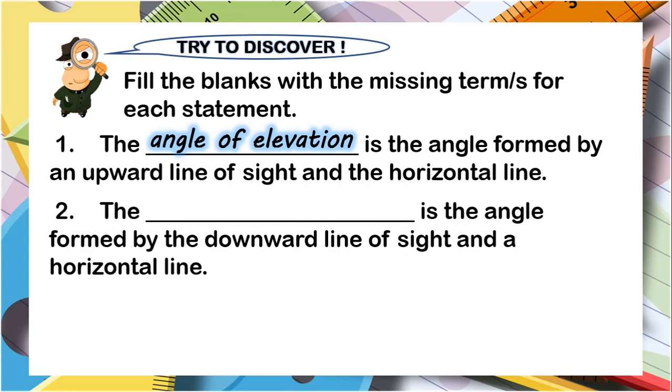For number 2, the blank is the angle formed by the downward line of sight and a horizontal line. Can you guess the correct answer? If your answer is angle of depression, very good. That's the right answer.